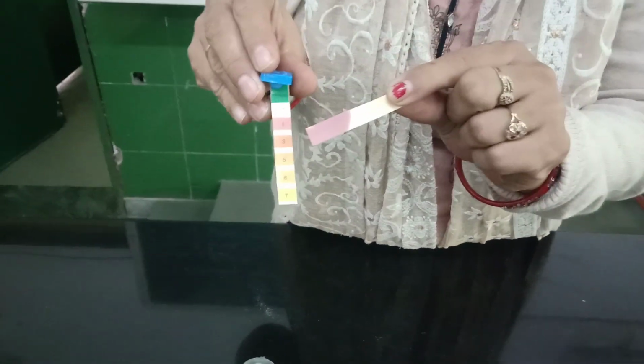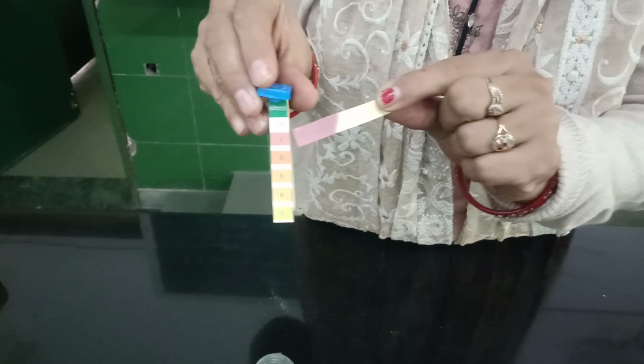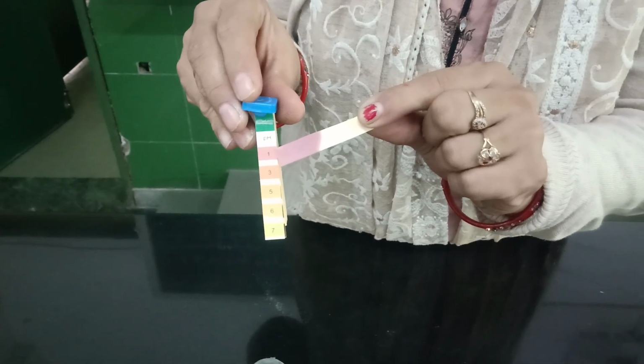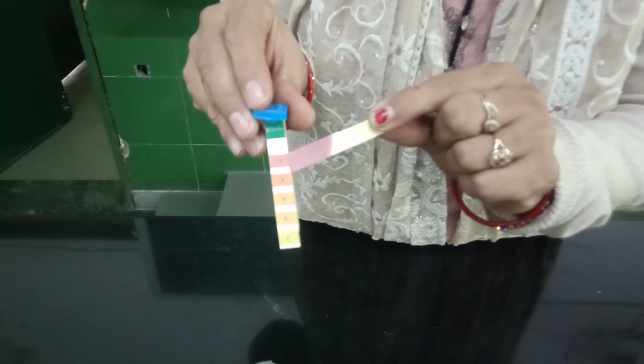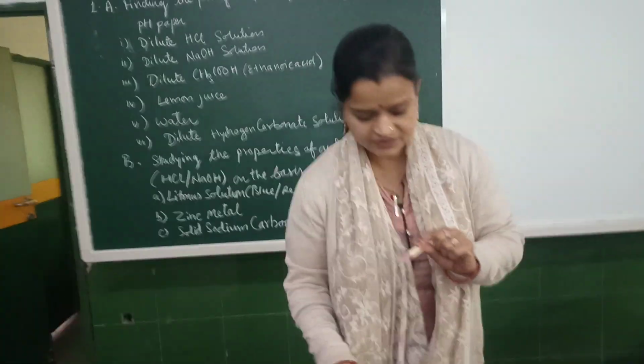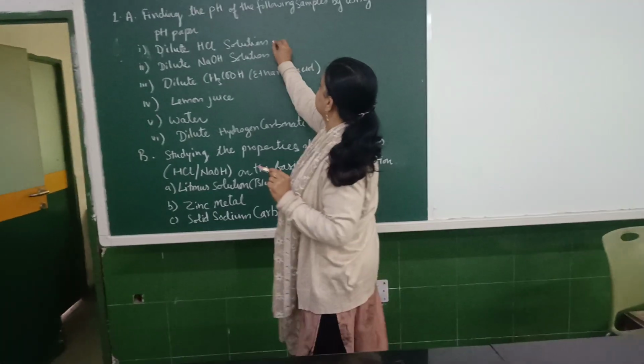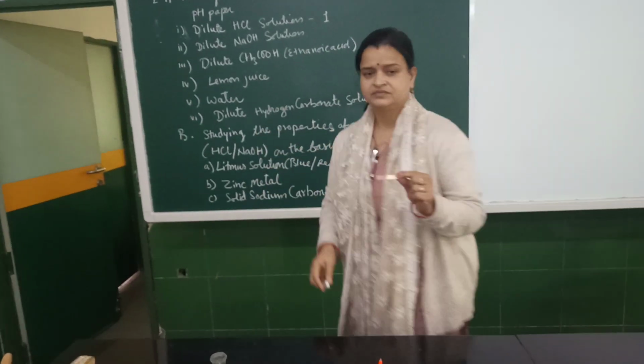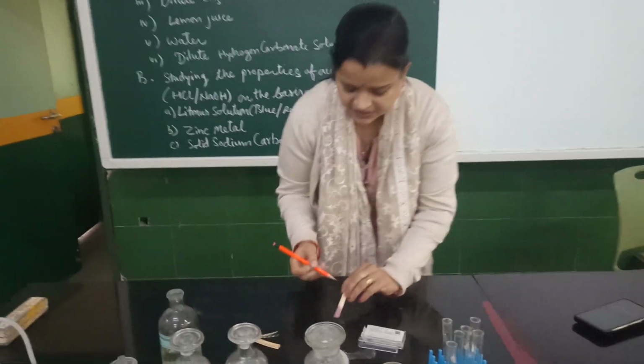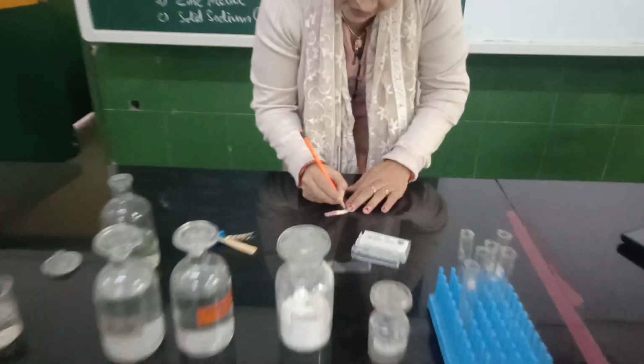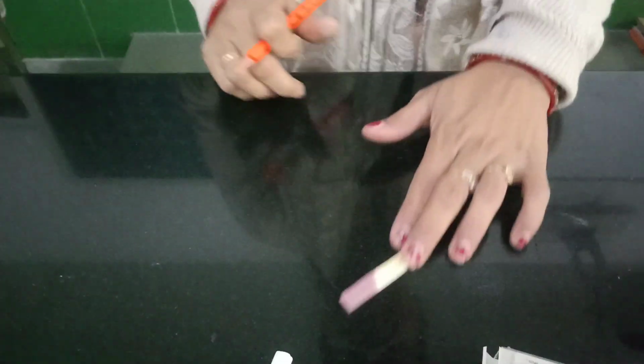Now we have to just match this color to this pH strip. Okay, you can see that it is around 1. It is matching with this color 1. So the pH of this dilute hydrochloric acid is around 1 to 2. So I will be just writing it, pH is coming 1. Okay, I am writing it here, pH of HCl.